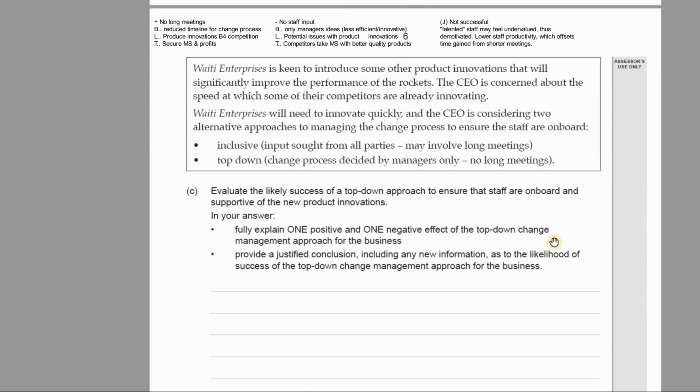So it's not going to be very successful because those talented staff might not feel very valued. They're going to feel undervalued. And because they feel undervalued, that is going to reduce their productivity. And if their productivity is reduced, that's going to offset or eliminate any increased efficiency from not having these long meetings. In the long run, they're actually going to have this problem because these employees might continue to feel undervalued. And that means that they're going to be behind their competitors consistently. So it's not a very good idea for them to do it this way.